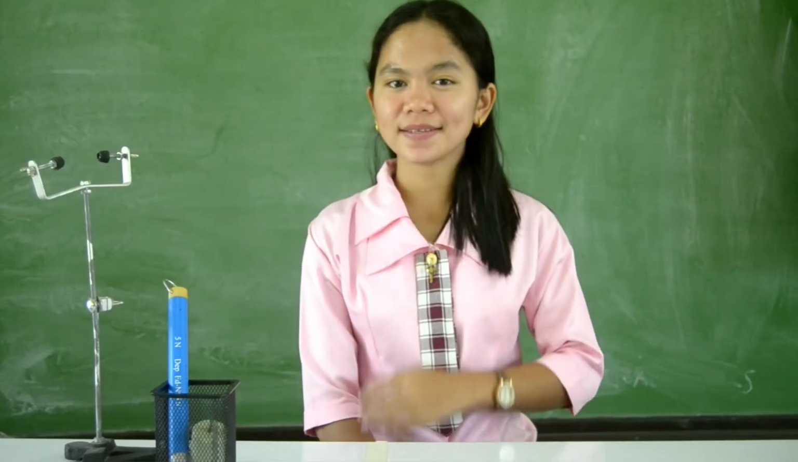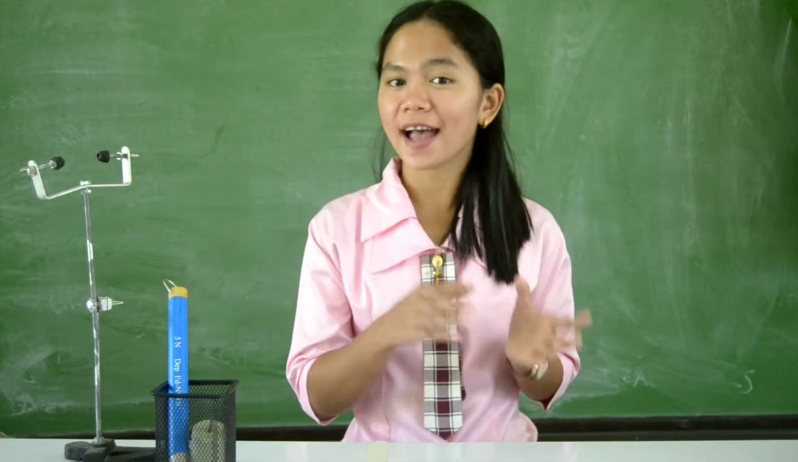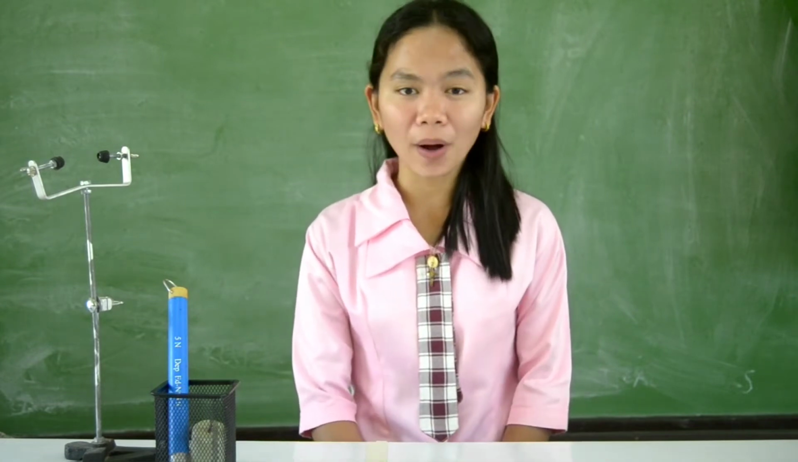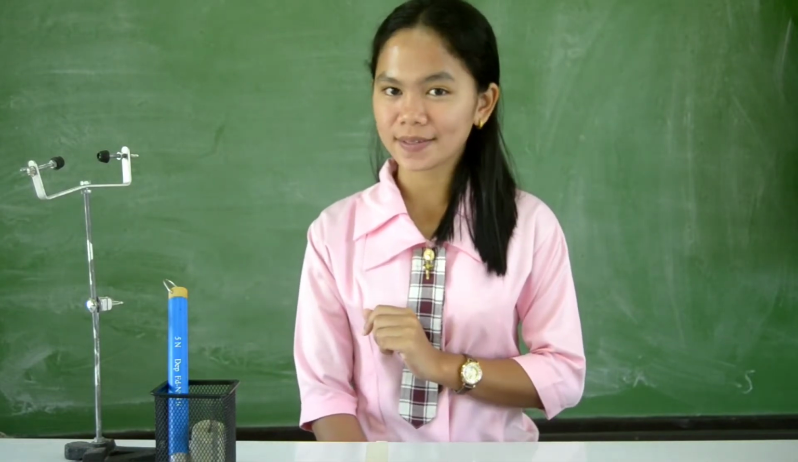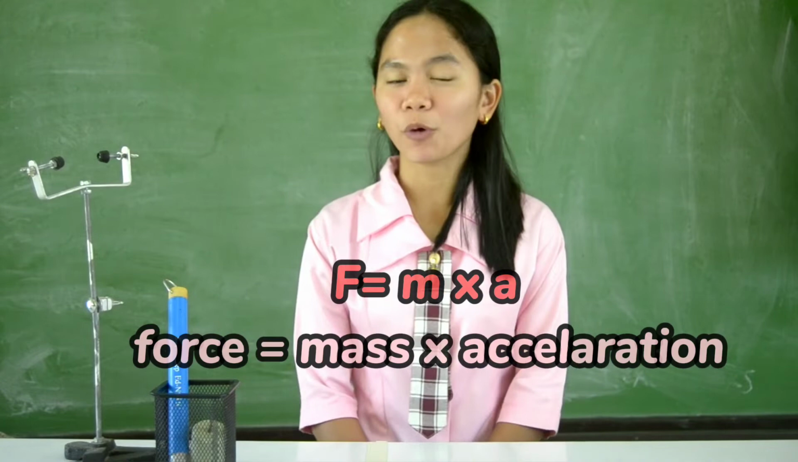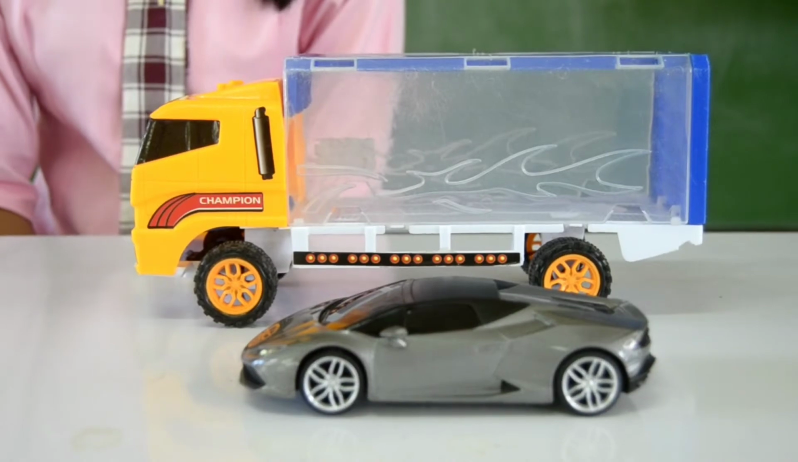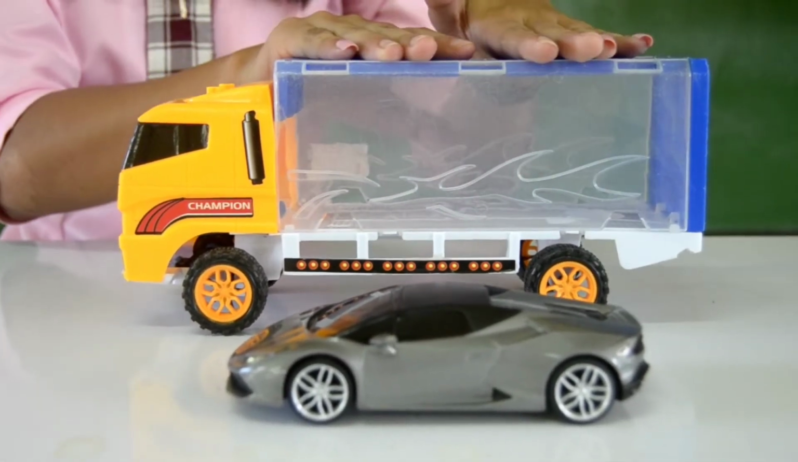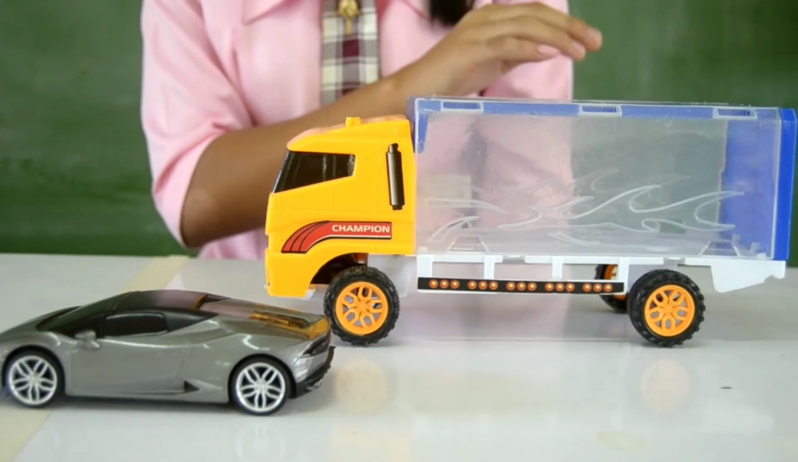The second law is about mass and acceleration, which is the acceleration produced when a force acts on a mass. The greater the mass of the object being accelerated, the greater the amount of force needed. The formula of this law is F equals ma, which is force equals mass multiplied by acceleration. For example, if you use the same force to push a truck and to push a car, the car accelerates more because it is lighter than the truck.